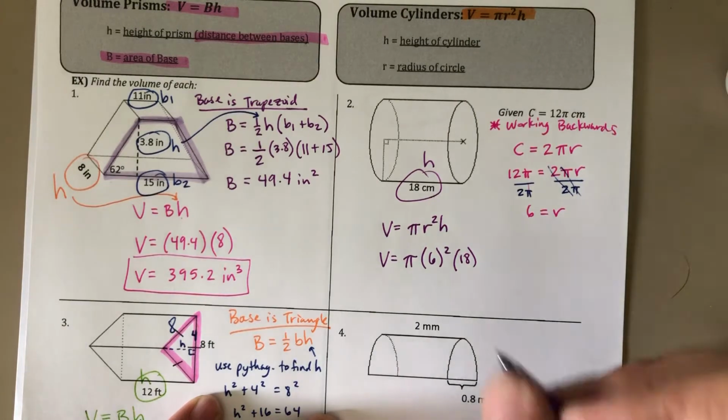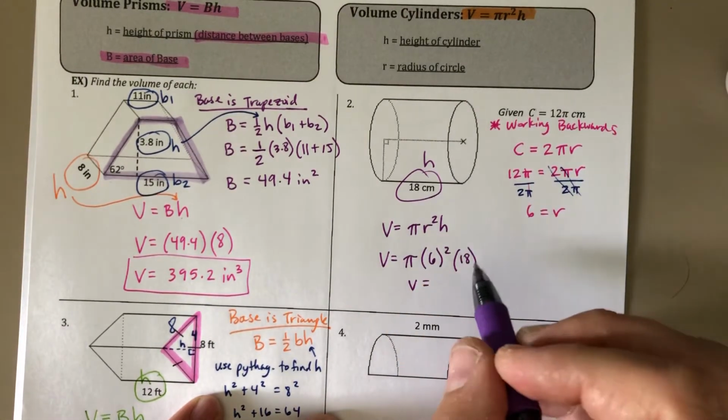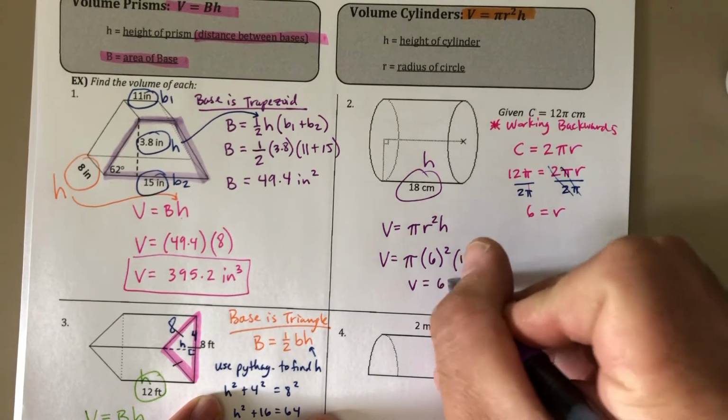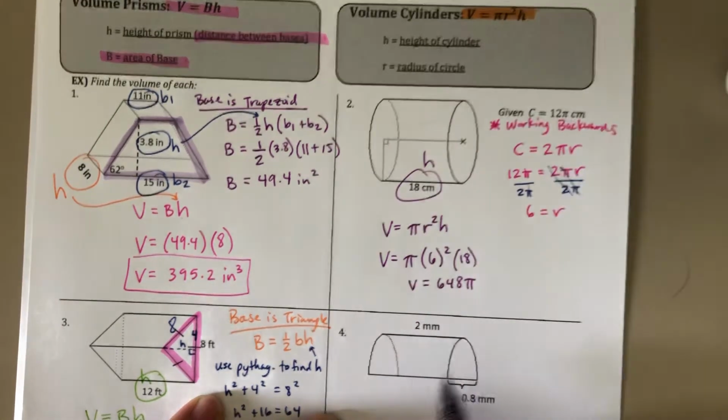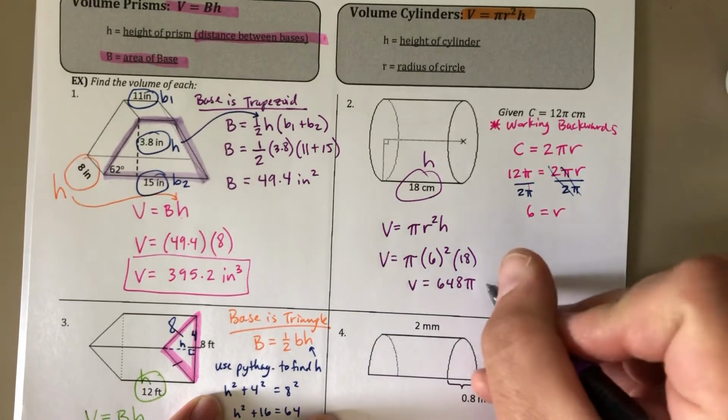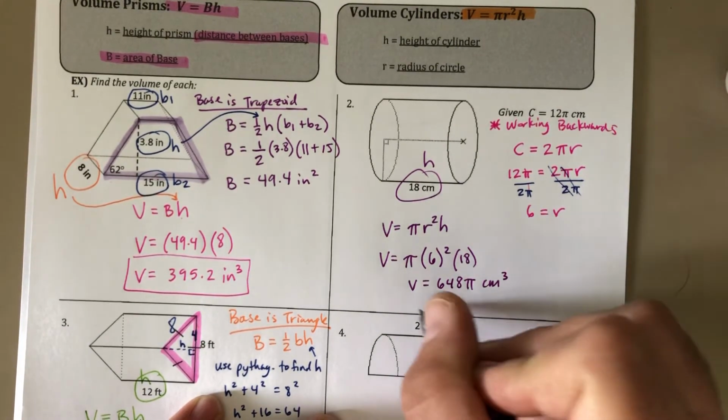Okay, and so what we'll get is 6 squared is 36. 36 times 18 is 648. So this will be 648 pi, right? Multiplying all these and just leaving the pi tacked on. This would be in terms of pi, right? This would be centimeters cubed.